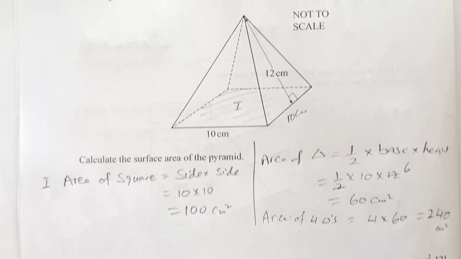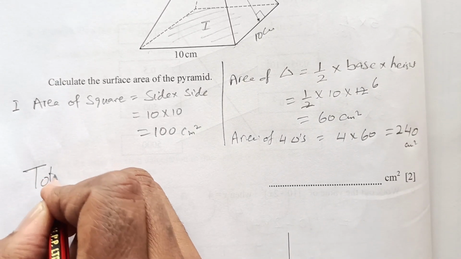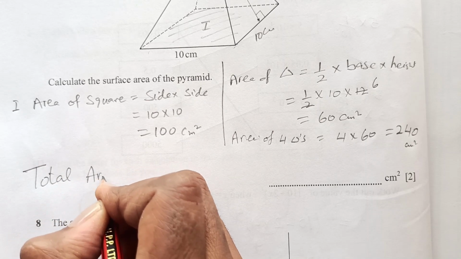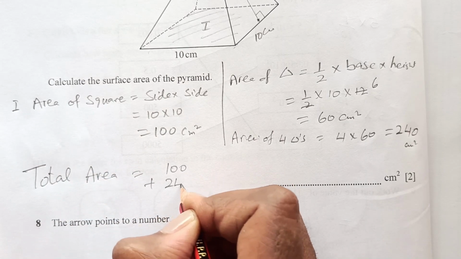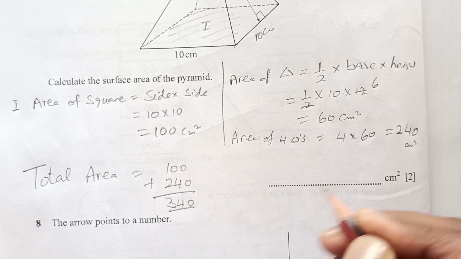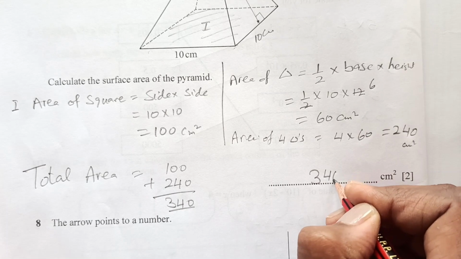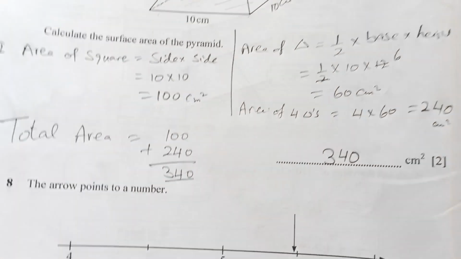So total area, we are going to add both of them, 100 plus 240, that is 340 centimeter squares, right? Go step by step, then you can do it correctly.